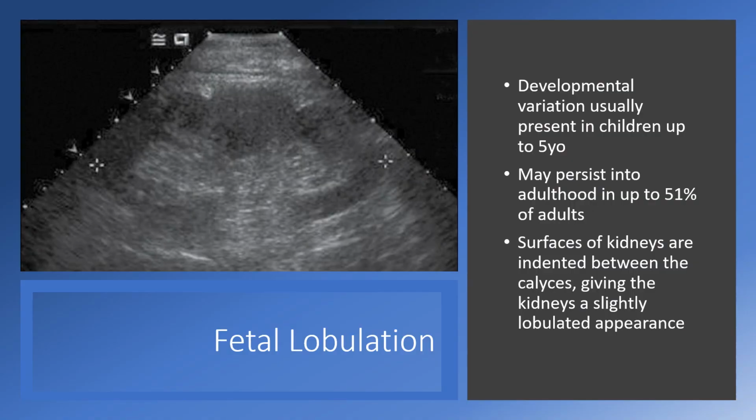Fetal lobulation is also a developmental variation. Usually we see it in children up to age 5 years of age, and it can be seen in about half of adults as well. The surface of the kidneys are indented between the calyces so that it gets more of a head of broccoli appearance than that smooth kidney bean appearance that we're used to. So you can see here we've got a nice smooth posterior border, but then as we come up, we get these little indentations that make the renal lobes sort of stick out.